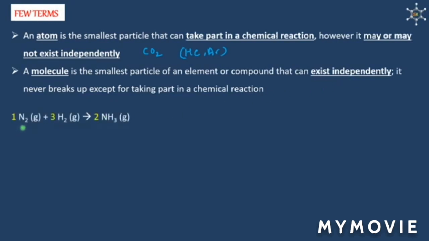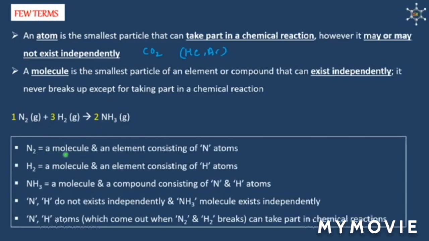One molecule of nitrogen reacts with 3 molecules of hydrogen giving 2 molecules of ammonia. In this reaction, nitrogen is a molecule and an element consisting of nitrogen atoms. It is an element because we have only one type of atom. It is a molecule because we have more than one atom in it. Same case with hydrogen. It is a molecule as well as an element consisting of hydrogen atoms.